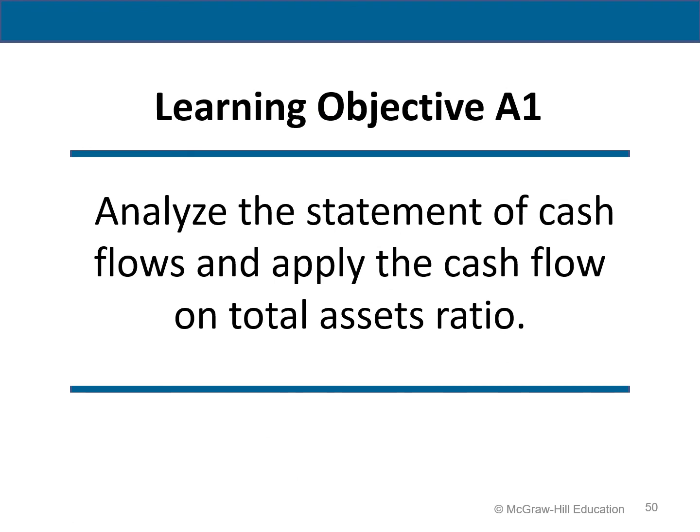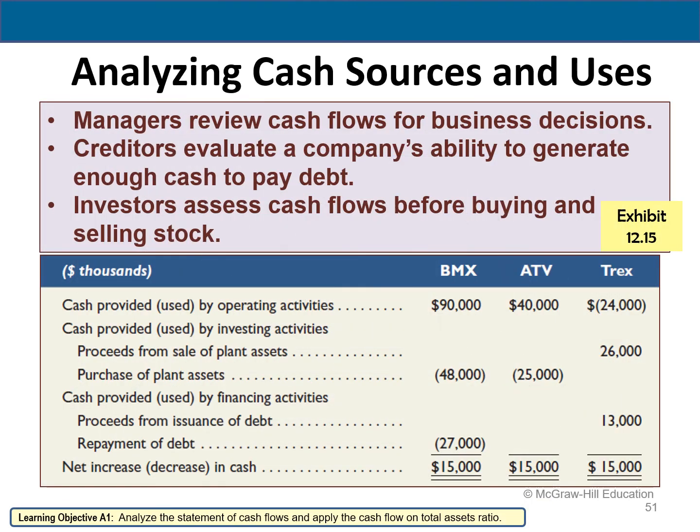All right, so analyzing the statement of cash flows and applying the cash flow on total assets ratio. All right, so managers use cash flow for business decisions, creditors use it to evaluate the company's ability to pay their debt, and investors assess it before they buy the stock, right? So what is the slide trying to show us? So it's comparing the cash flow of the various organizations, BMX, ATV, and Trex. And what's interesting is they all have the same net increase in cash, but it's coming from different sources, right?